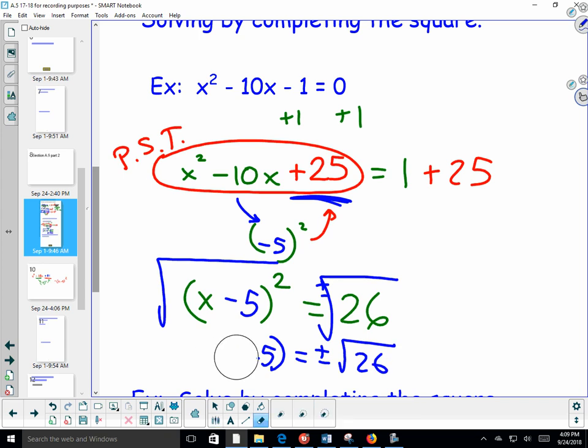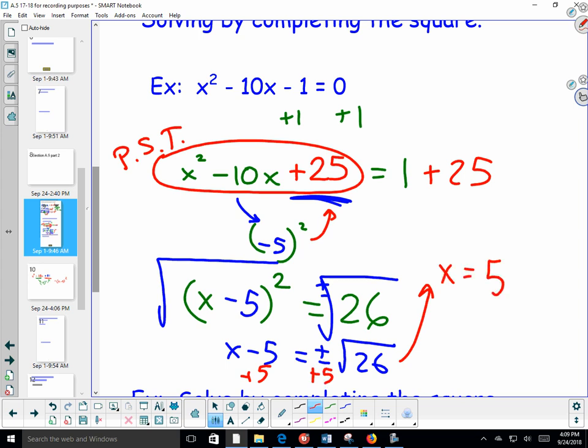I guess I didn't need the parentheses here. I can just write x minus 5 equals plus or minus √26. And to finish this problem up, I'm just going to add 5 to both sides of the equation, and I'm going to put that 5 in front of the plus or minus. And so these are my two solutions, 5 plus square root of 26 and 5 minus the square root of 26.